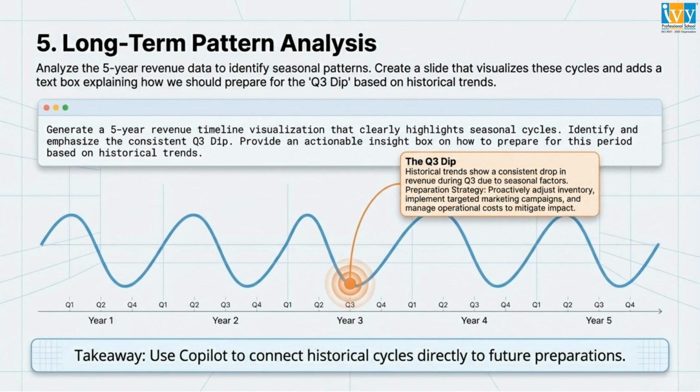Now think long-term. Data is not just about the present, it's about patterns over time. Here, we analyze 5-year trends to identify seasonality. And more importantly, prepare for predictable dips, like a Q3 slowdown. This is where data storytelling becomes strategic, not just descriptive.